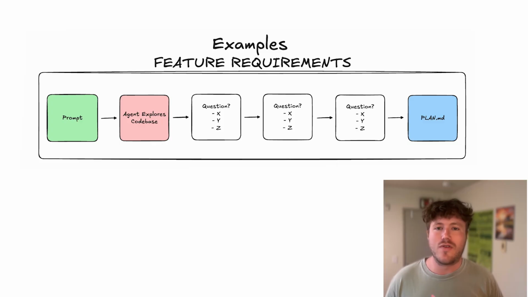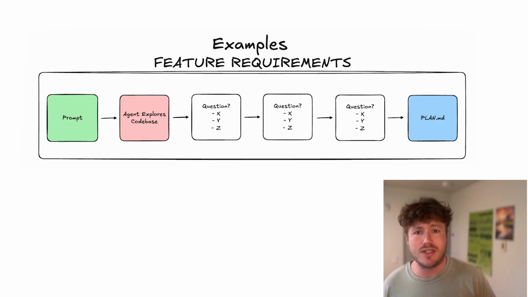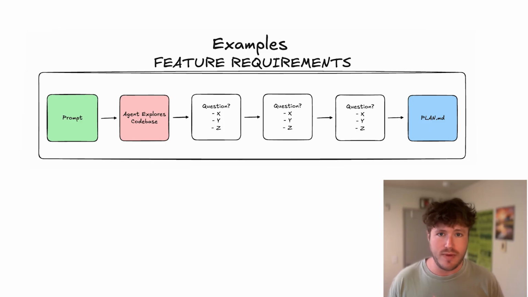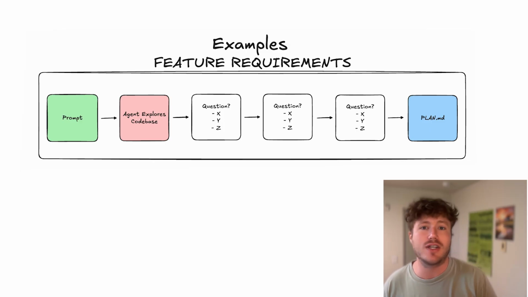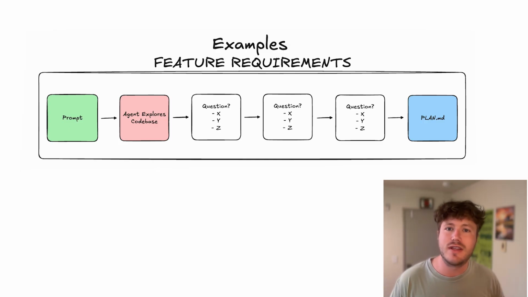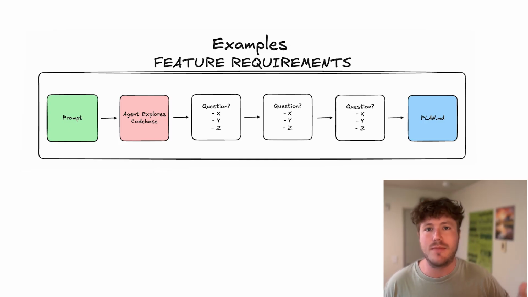I would like to go over a few examples of how you can use AskUserQuestionTool in different workflows as you're operating your coding agent. The first is the example we already kind of gave, where you give a prompt. The agent can explore your code base to find out how your project is structured, what features you have. And then it can ask you a bunch of questions iteratively before it comes up with a plan on how to implement the new feature.